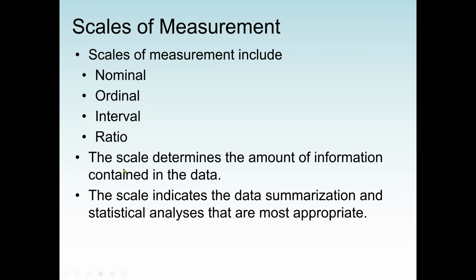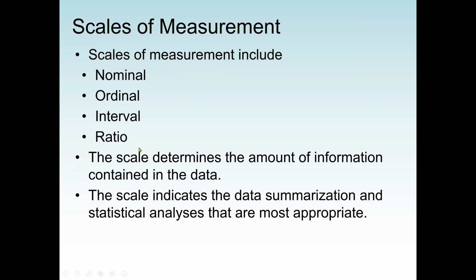So here we say the scale determines the amount of information contained in the data. And also the scale will indicate the data summarization and the analysis that are most appropriate. For example, if I have nominal data, I cannot find the average value of nominal data. Say for customer names, we have 10 customers with different names. We want to find the average of the names. We cannot, but we can count how many customers have the same name or how many customers are from a specific city or a country.